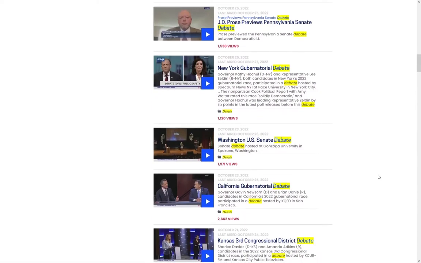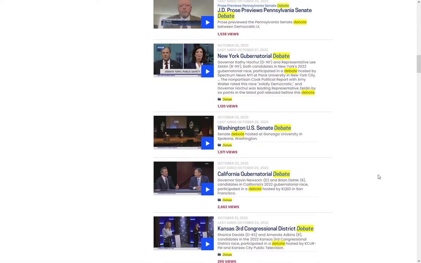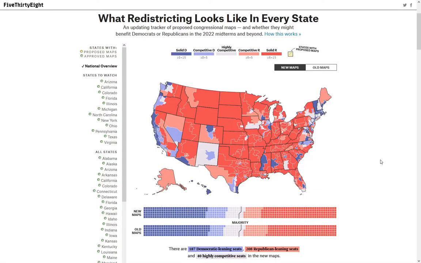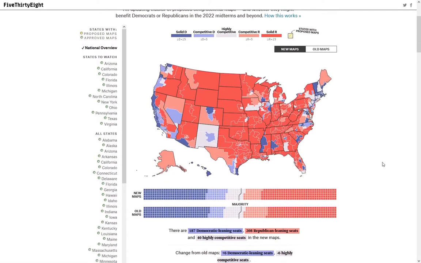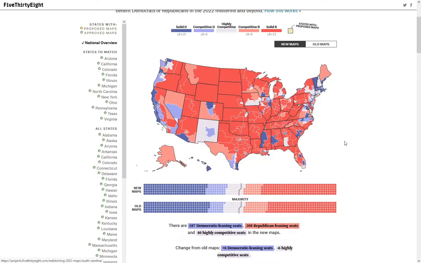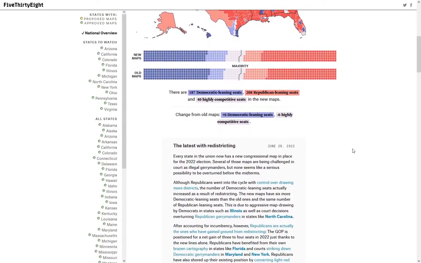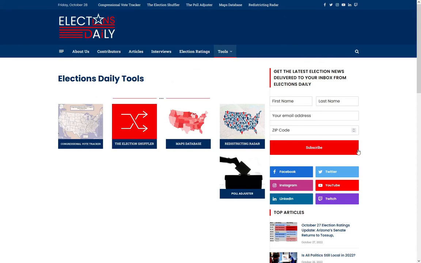And moving on, if you'd like to take a look at all of the congressional redistricting maps, 538 is a great resource for that. I did review every single new congressional map earlier in the year. I recommend watching those videos as well. And finally, if you want some additional election-related tools, we can take a look at Elections Daily. They have a congressional vote tracker, and they have an election shuffler.